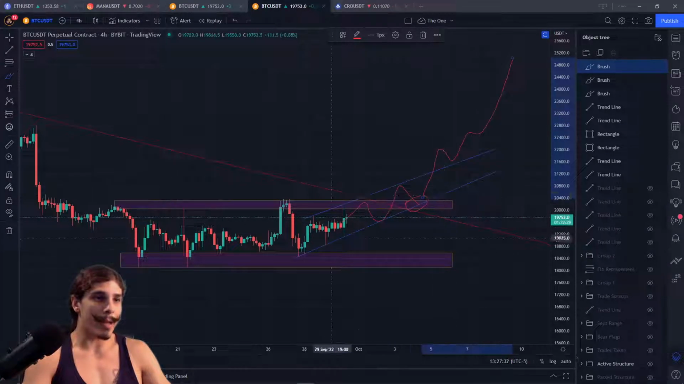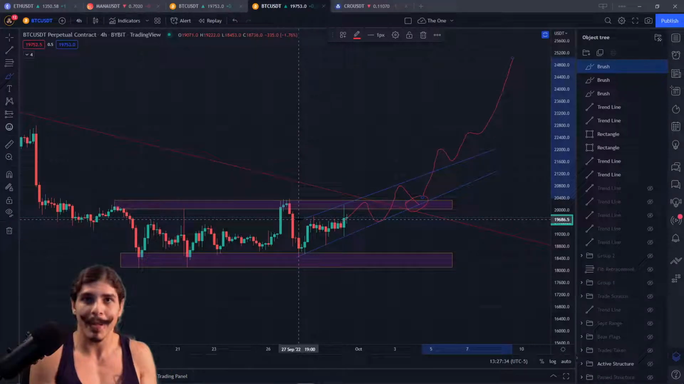So we're going to be looking at that micro structure. Remember, you have to pay attention to multiple time frames. Don't just dial into one time frame.